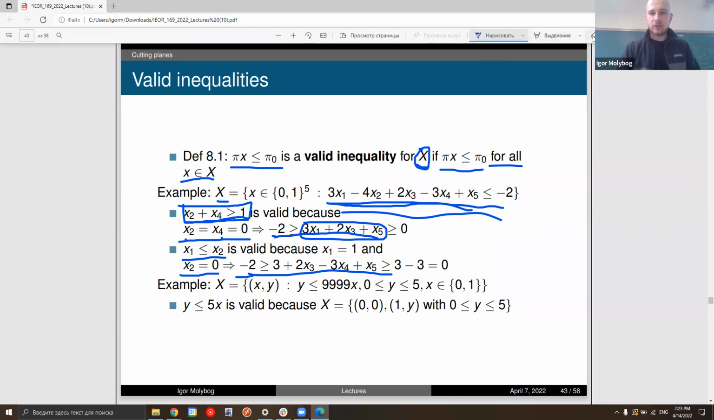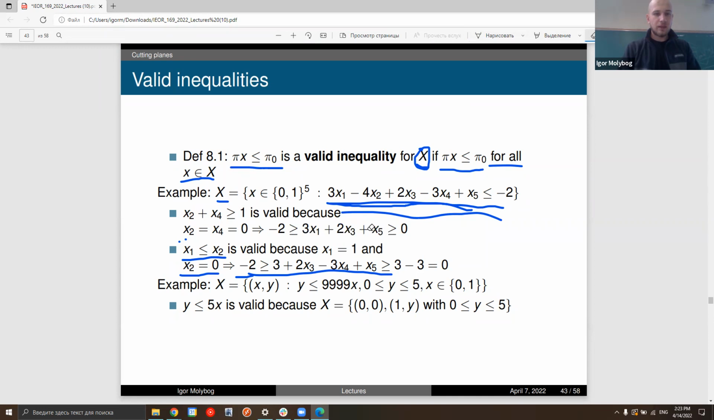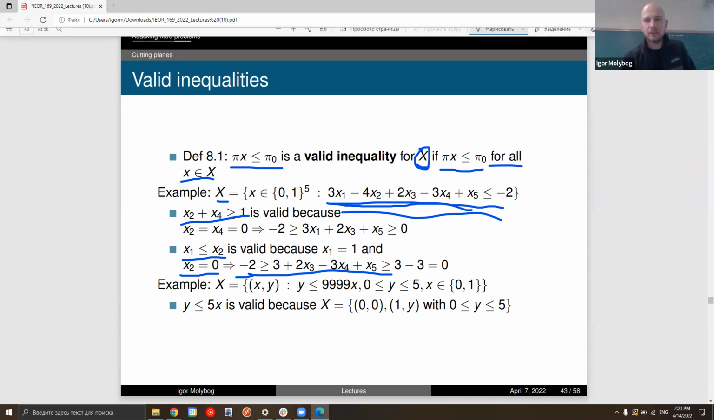I feel like I should discuss in more detail what exactly these inequalities here mean. Do you think that I should spend more time, or is it quite obvious why this inequality is valid? Okay, yeah, sounds good.